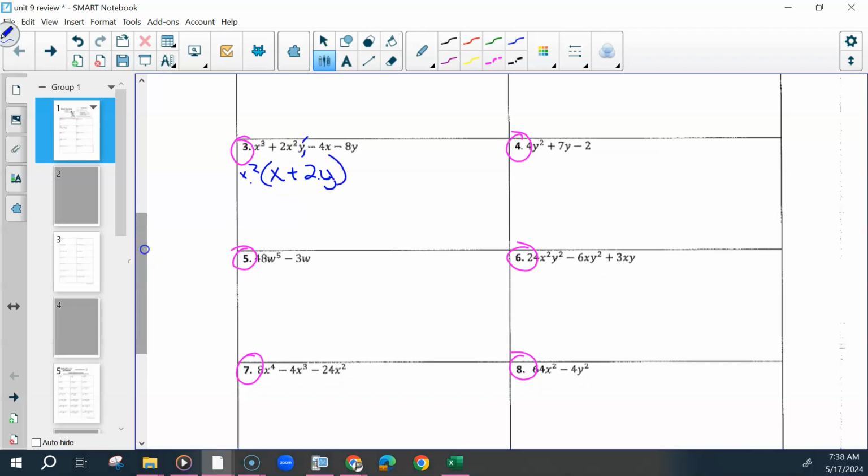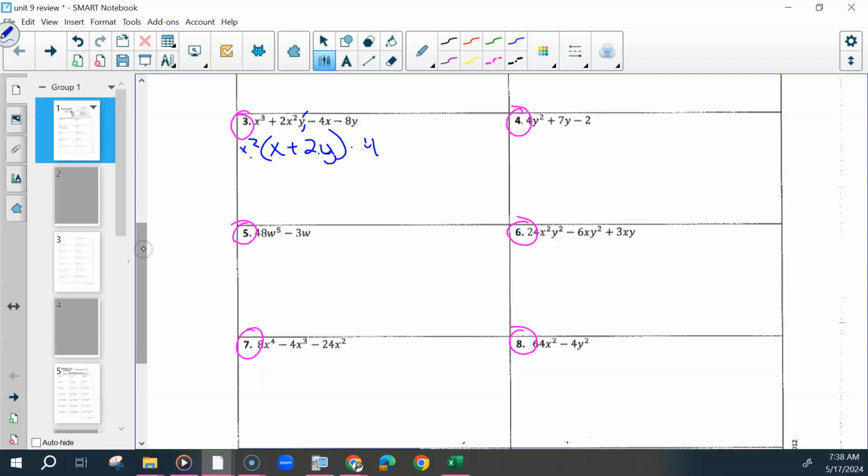And then same thing for the last two. What could we divide out of those two? Negative 2 works, that's the highest. Negative 4, leaving x, not minus, but plus 2y.